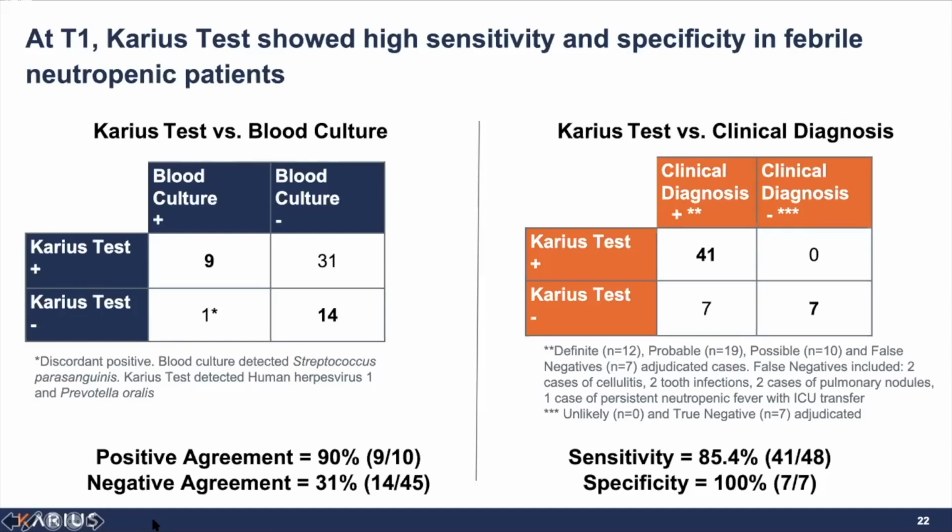These true negative cases were 5 deemed not infectious etiology, and 2 of them were cases in which an RNA virus was detected. And again, by predefined criteria, Karius cannot detect RNA viruses.